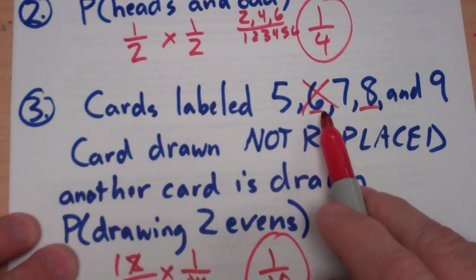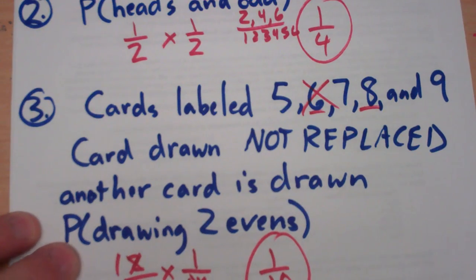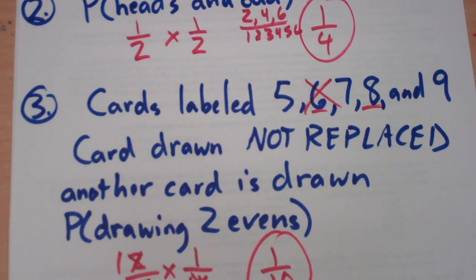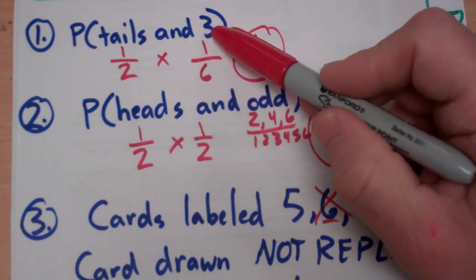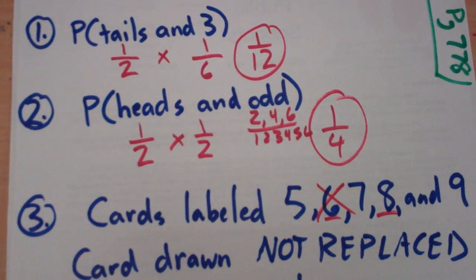Do you see how the first draw changes the probability of the second one? That's what we call a dependent event. A dependent rather than independent, where it has no impact or no effect on the probability of the second event.